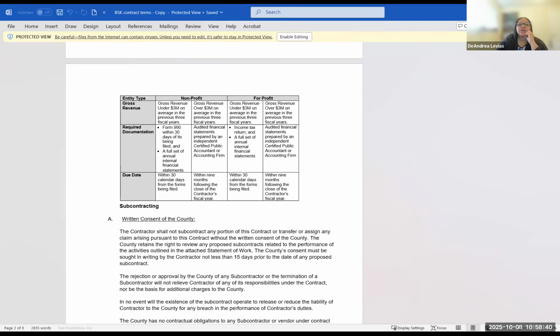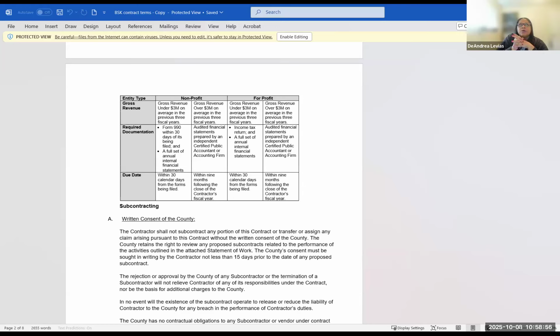And something similar for for-profits. If you're under 3 million, they want to see an income tax return and a full set of annual statements within 30 days from filing the forms. And over 3 million, again, they're looking for those audited financial statements.